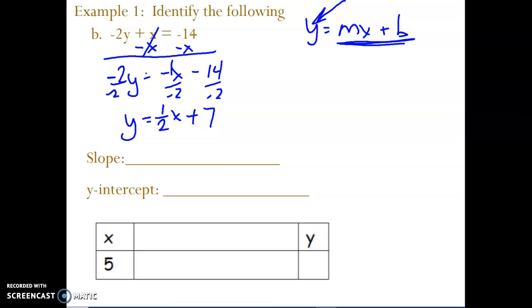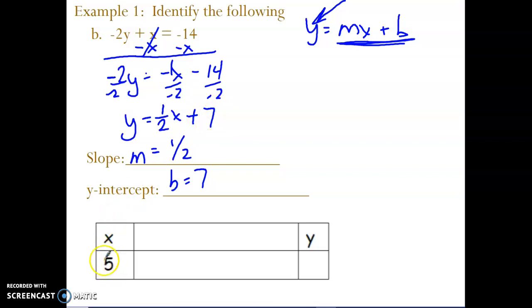Okay, what was the variable that we used for slope? That's going to be m. So in this case, m equals 1/2. And the variable that we used for the y-intercept, that's going to be b. And in this case, b equals 7. Remember, the slope is the coefficient of the x, not the x itself, just the number in front. And the y-intercept is the constant, the one that doesn't have an x.